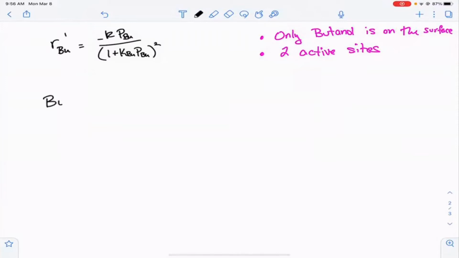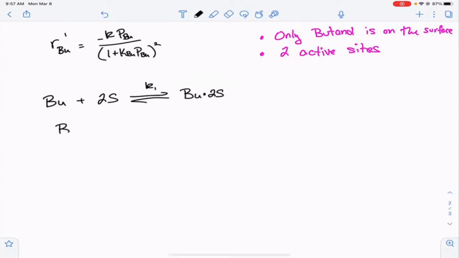So let's say that butanol reacts with two surface sites, and that gives us this adsorbed species that we're going to call Bu.2s. And this is just one thing, right? This isn't two different things on the surface. It's almost like a bridge configuration like we saw with oxygen.